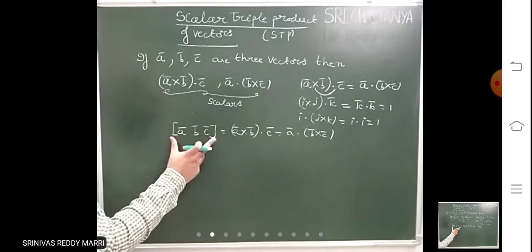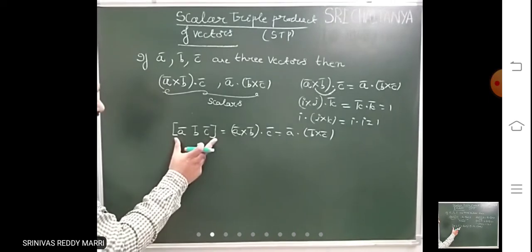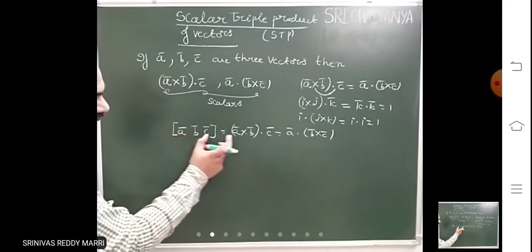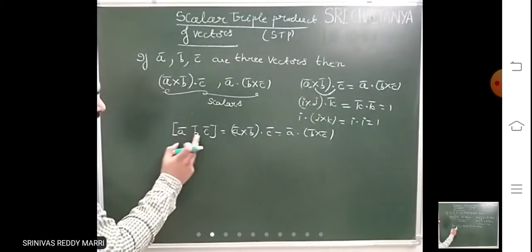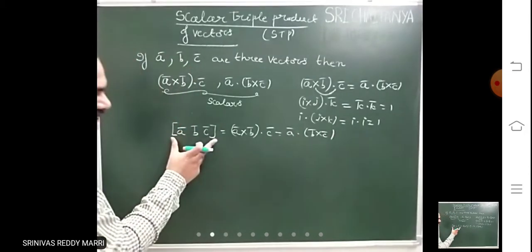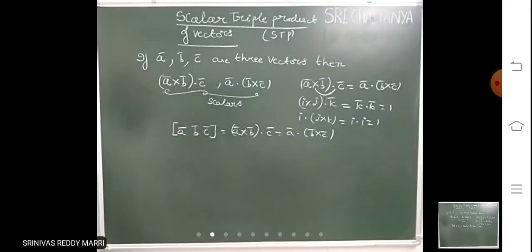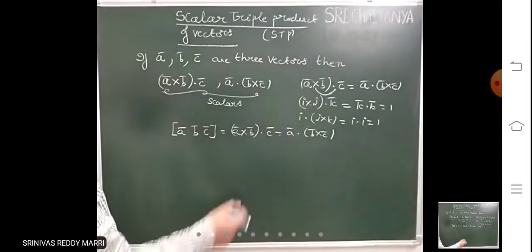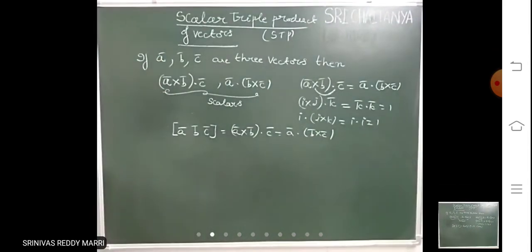If this is given, you can write it as this one. If A bar cross B bar dot C bar is given, you can write either this or A bar dot B bar cross C bar. These both are denoted like this. So if this is given, you can write this or this, anything. These two are called scalar triple products.